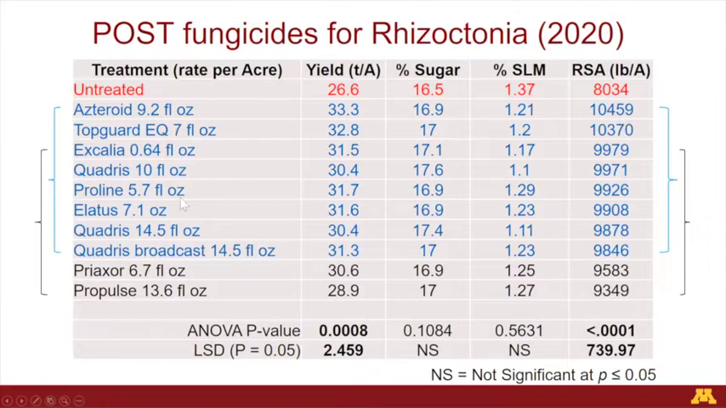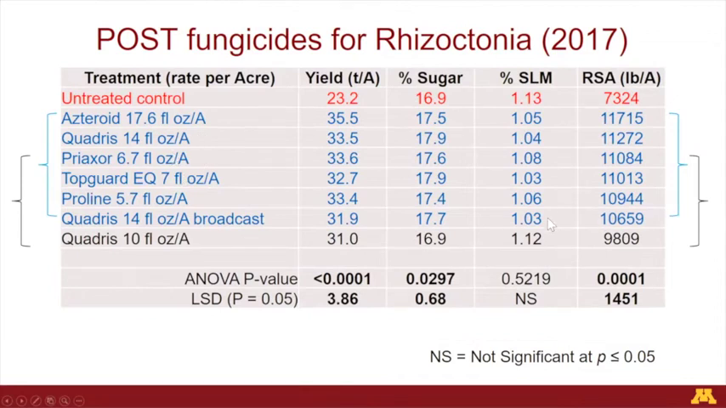But anything in this blue looked very good in 2020. And if I go to the second tier, even Priaxor and Propulse, all this with this black parenthesis here, these are statistically very similar based on the 2020 data, right? So my first preference would be from this batch. And then if you have some fields with low to moderate risk, you could go with anything in this other bracket here.